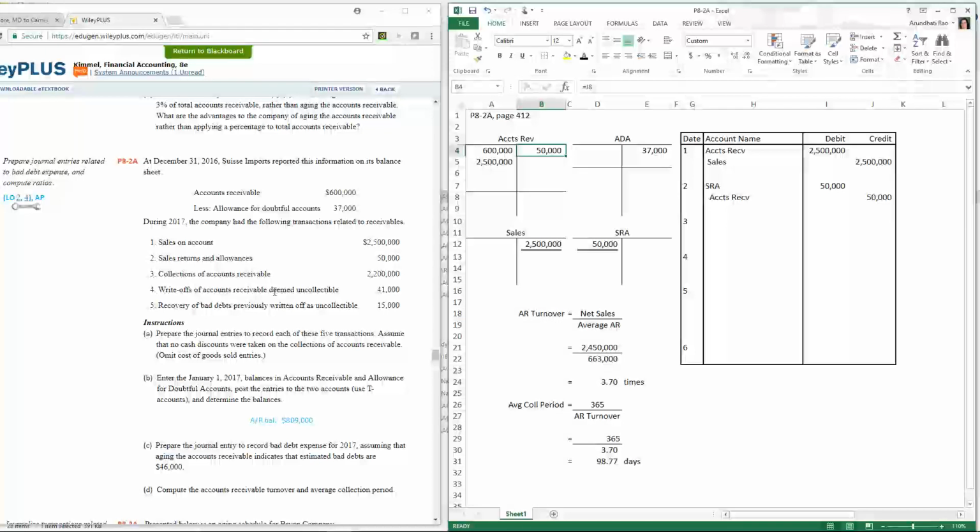Number three, we collected $2.2 million from our customers. So we have a fairly straightforward entry: cash debit, accounts receivable credit, $2.2 million. If you notice, I've not opened a T account for cash because I don't need it for the purposes of this problem. Accounts receivable credit, $2.2 million. Number four, write-off of accounts receivable deemed uncollectible, $41,000.